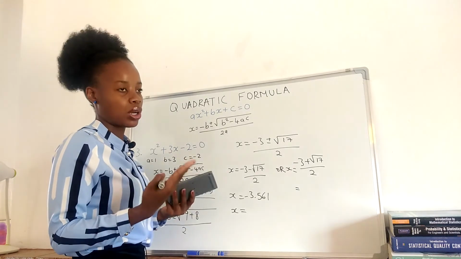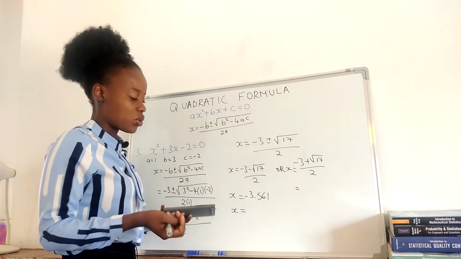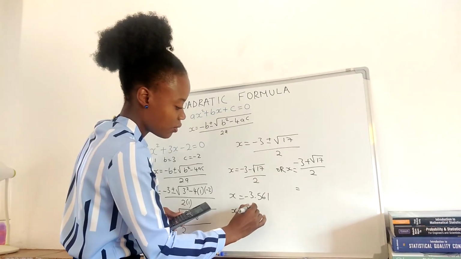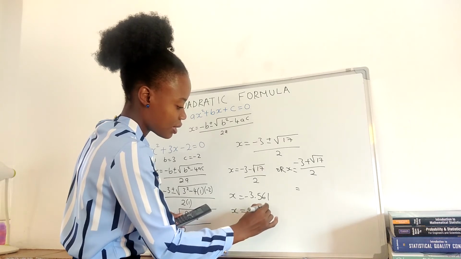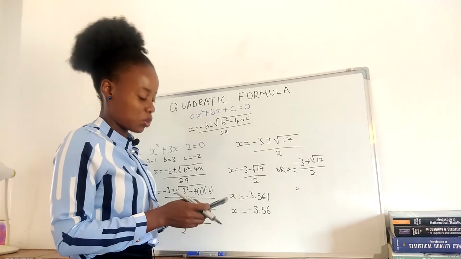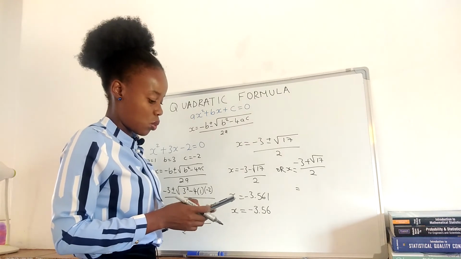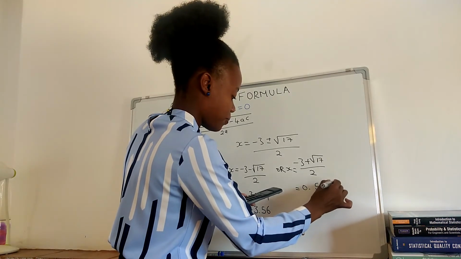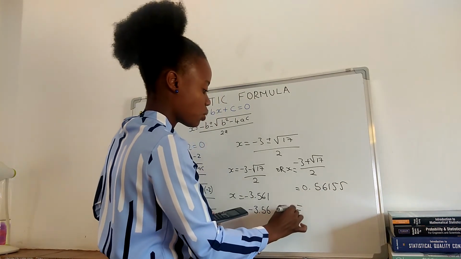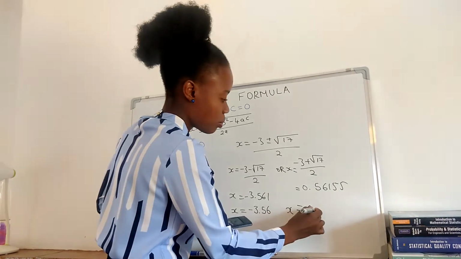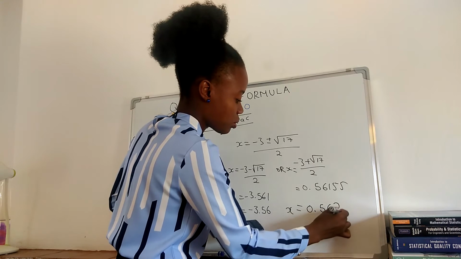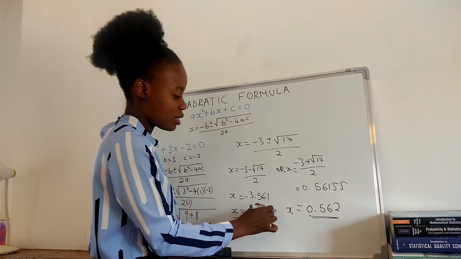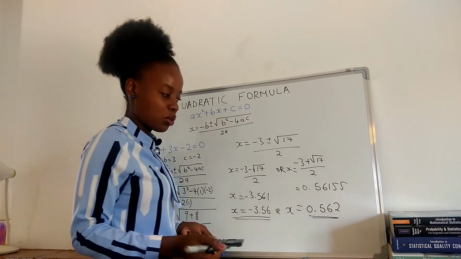They can tell you to round off to 3 significant figures or 2 decimal places, but just know that here we round off to 3 significant figures. So our answer is going to be negative 3.56. Then negative 3 plus square root of 17 over 2, we're going to get 0.56155, and then you round off to 3 significant figures, you're going to have 0.562. So these are the two x's: x equals negative 3.56 or x equals 0.562.